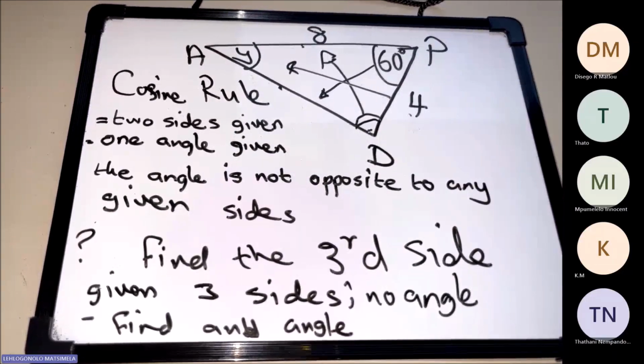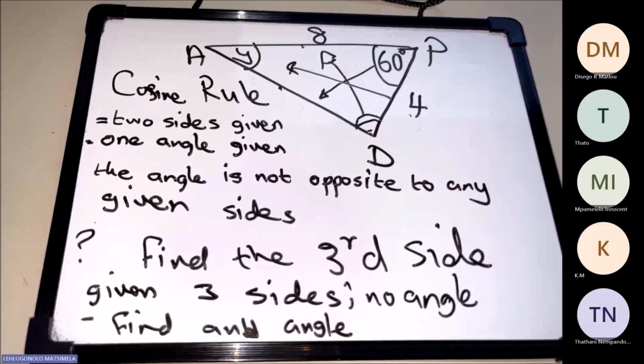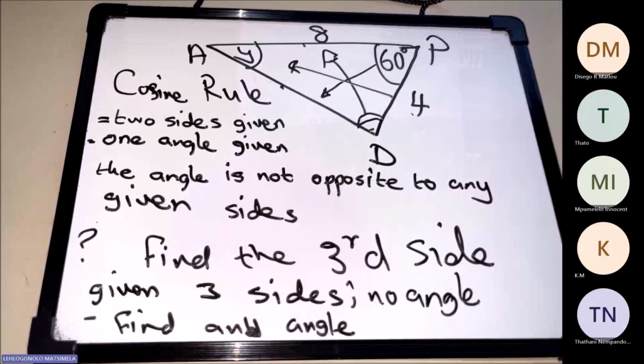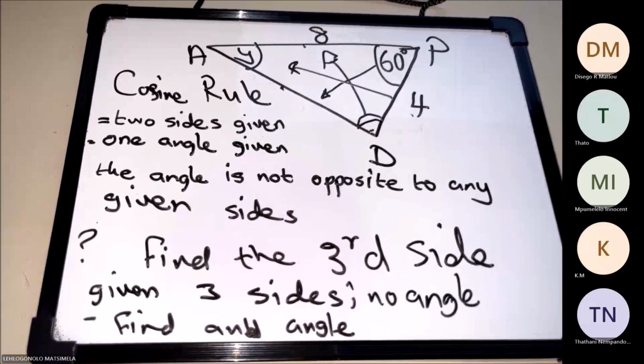Continuing further, if the angle is not opposite to any of the given sides, then this statement is wrong. The question that will likely come will say, find the third side. Now this will apply in the formula that we will do here.